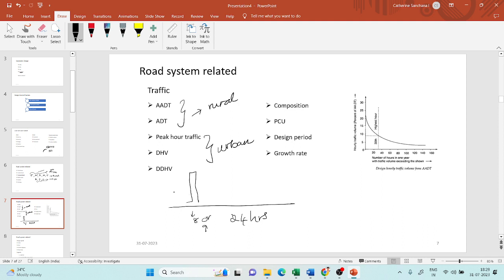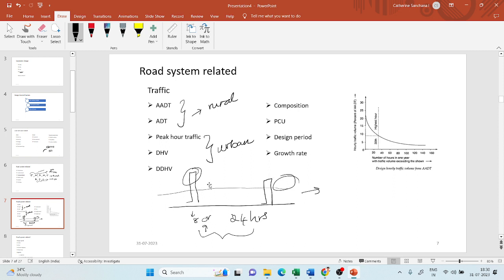where people traverse to offices or schools, and maybe another peak in the evening when they return from office to home. During that time, it is not reasonable to design a road for one average value of traffic for the entire 24-hour duration. So in that case, I will be picking peak hour traffic.